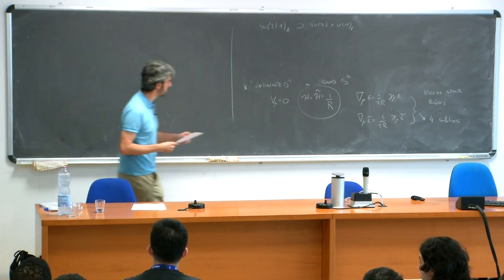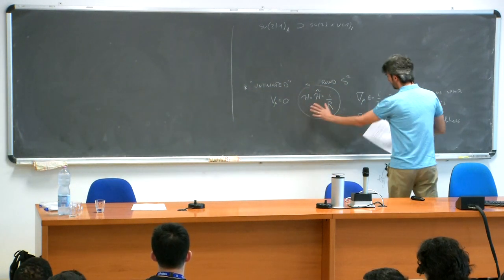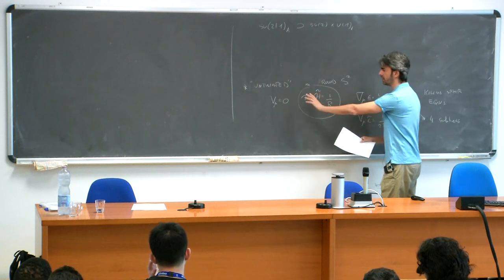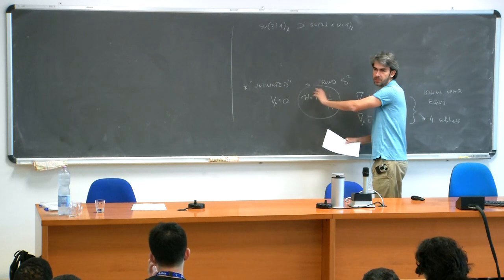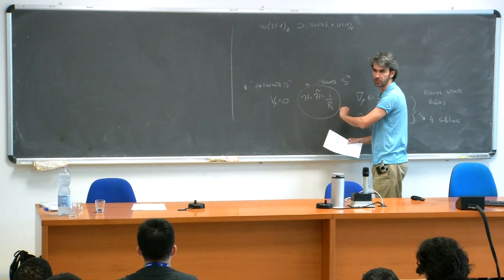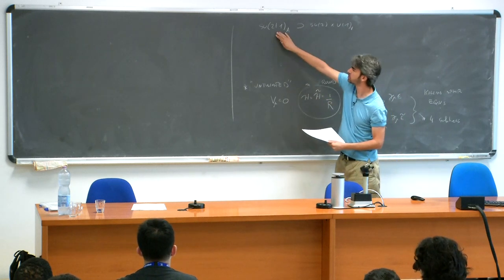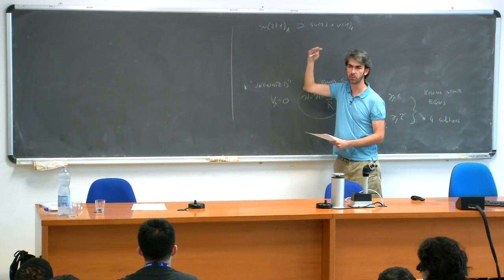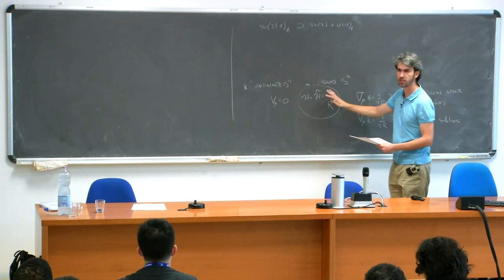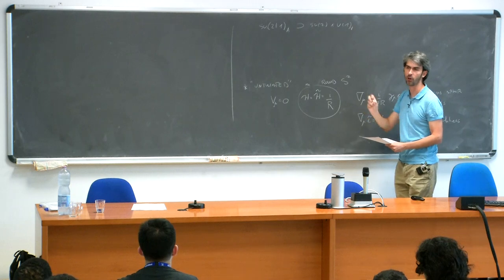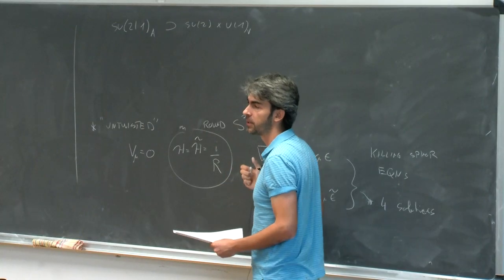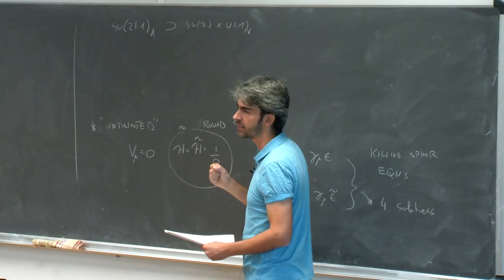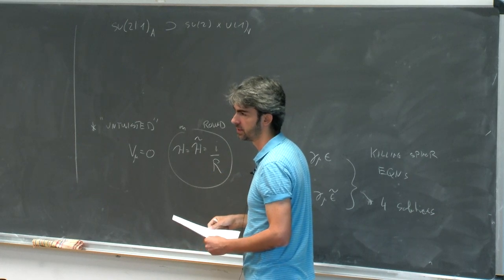No, sorry. So you take this background, and you ask, okay, this background gives me some superalgebra, how many supercharges does it have? This has four supercharges. So the very same that you started with in the UV. So this background is not breaking any supercharge, it's just deforming the algebra. And this is different from the twist, because the twist breaks half of the supersymmetries.